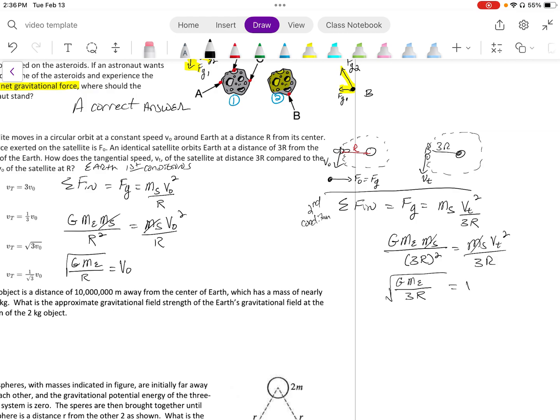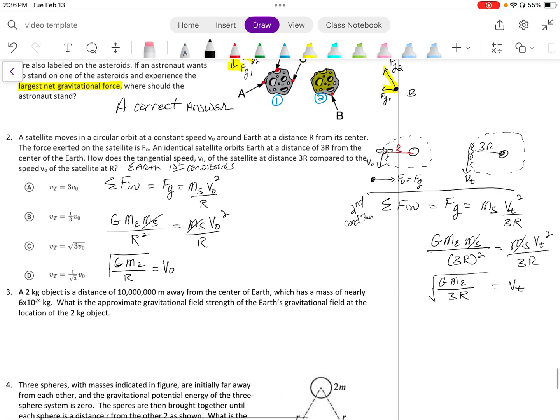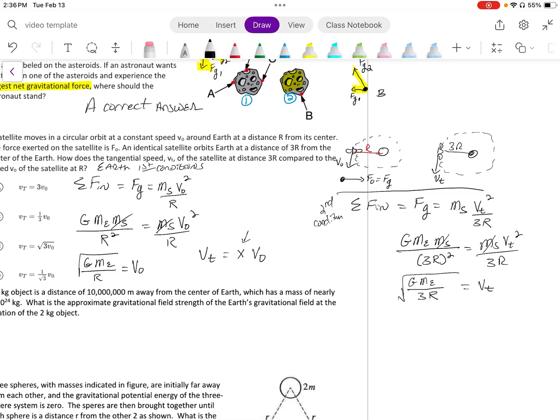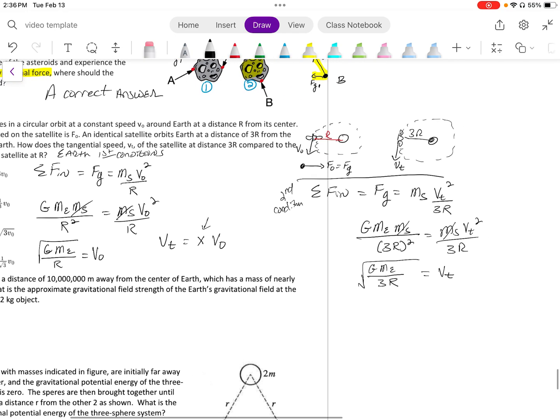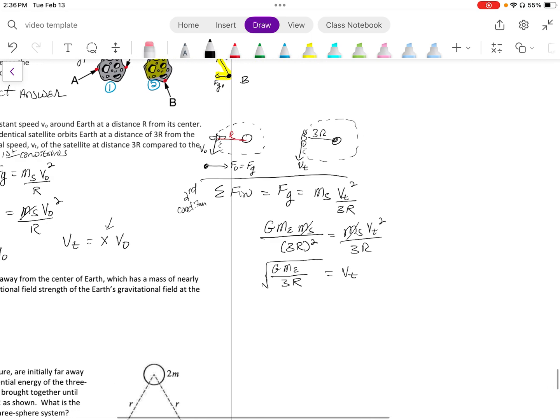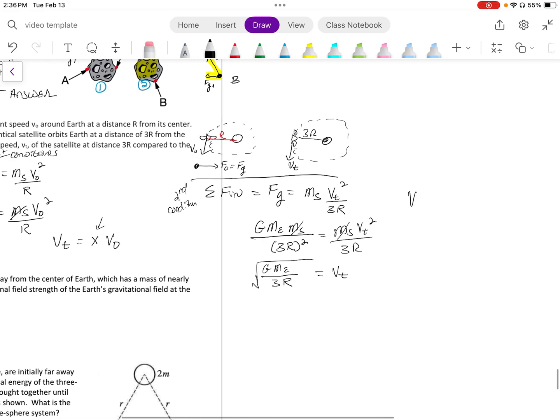And that is equal to the tangential velocity of the second set. Now, I want V_T equals some number times V naught. I just need to know what that number is. So I can divide V_T by V naught. That's one way.